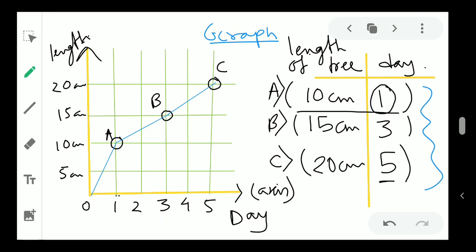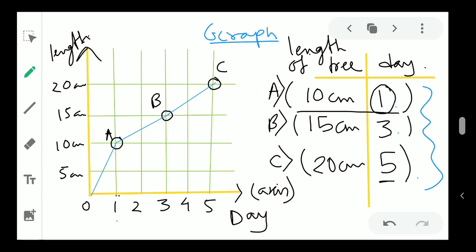Also, some data can be plotted in a graph. A graph has two most important things, that means two axes. These two axes are required, and you have to see how your data is, like 1, 3, 5.